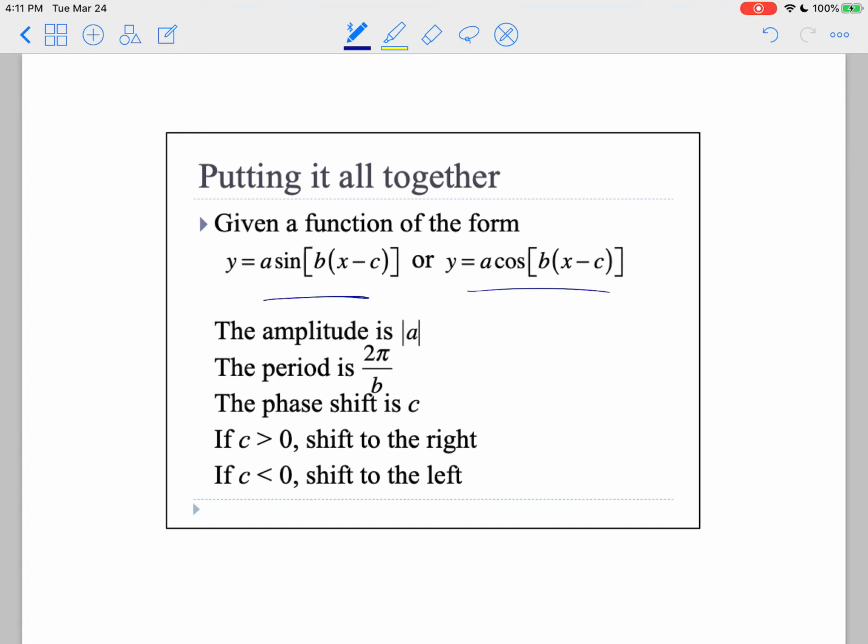The period, as we've been finding, is we take our 2 pi and we divide it by the number that's inside there. So if it was a 1/2, we're actually multiplying by 2, which gives us 4, a bigger number. And if the number in there is bigger than 1, then we're dividing by that, which makes the period smaller. Phase shift is c, and if c is positive, then we're shifting to the right, and if c is negative, we're shifting to the left because the minus sign is built in.